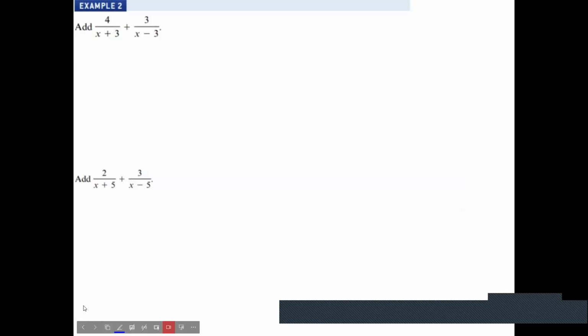Okay, so let's have more complicated ones. So in this case, that's my denominator. Yes or yes? So the first fraction I have to multiply by x minus 3. The sign is the same as what I had here, which is plus 3x plus 3.